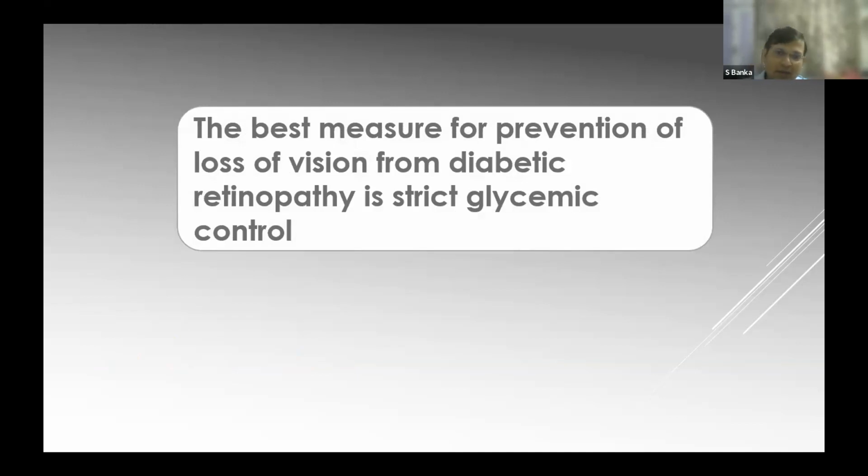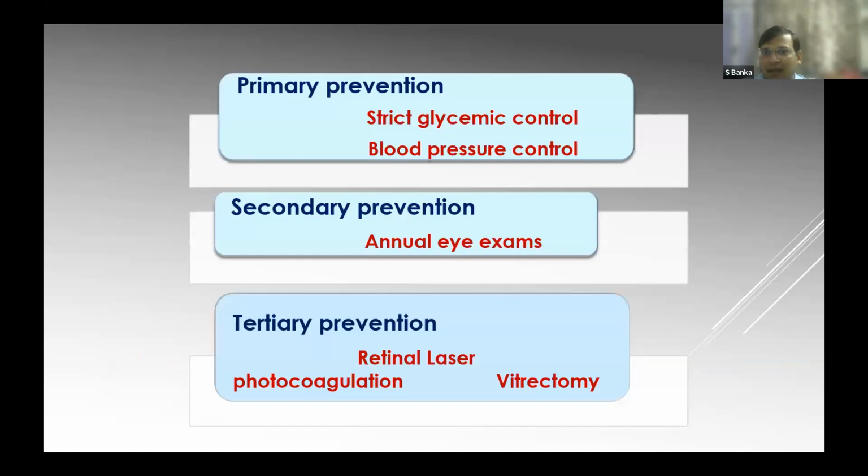A patient who gets diabetes at a younger age, or patients with type 1 diabetes, they have a whole lot of life remaining ahead. So the chances of them getting diabetic retinopathy is very high. But we can still prevent, or we can delay the onset of diabetic retinopathy if we can get a very good and strict glycemic control. And the primary prevention is definitely what I discussed earlier, like strict glycemic control and blood pressure control.